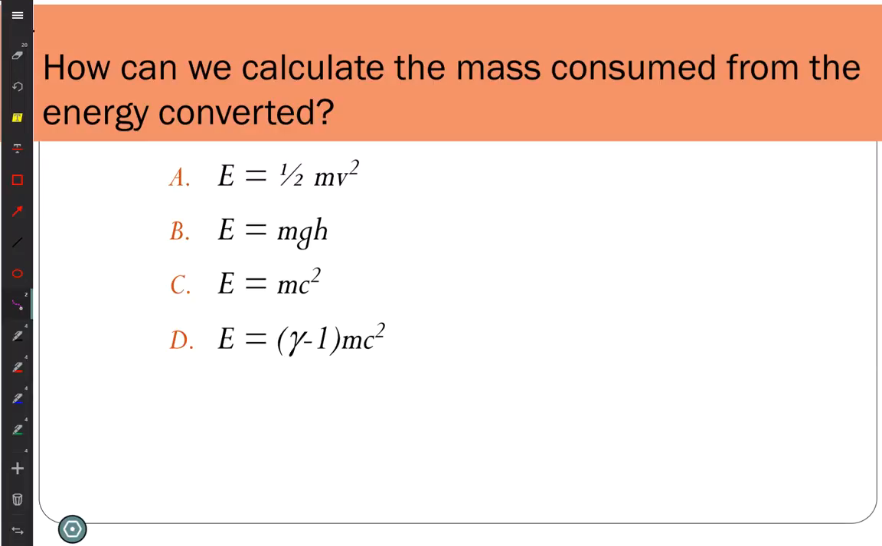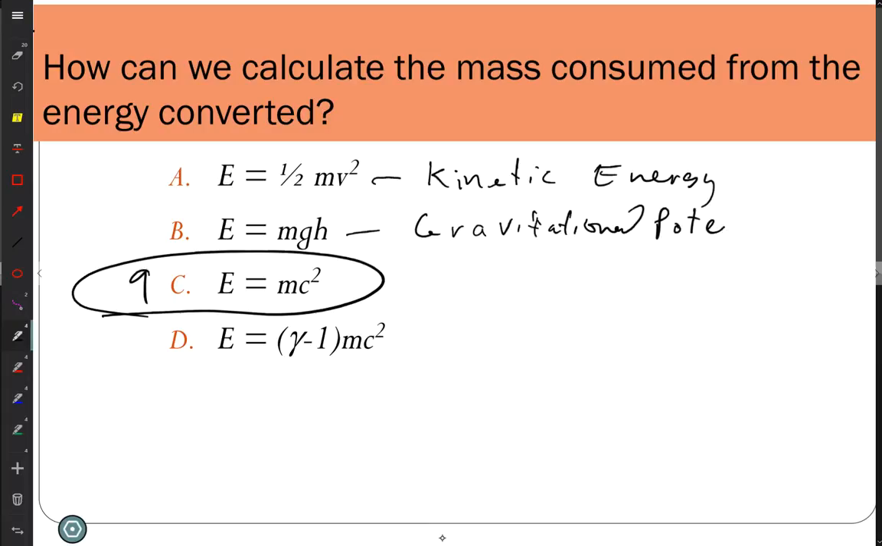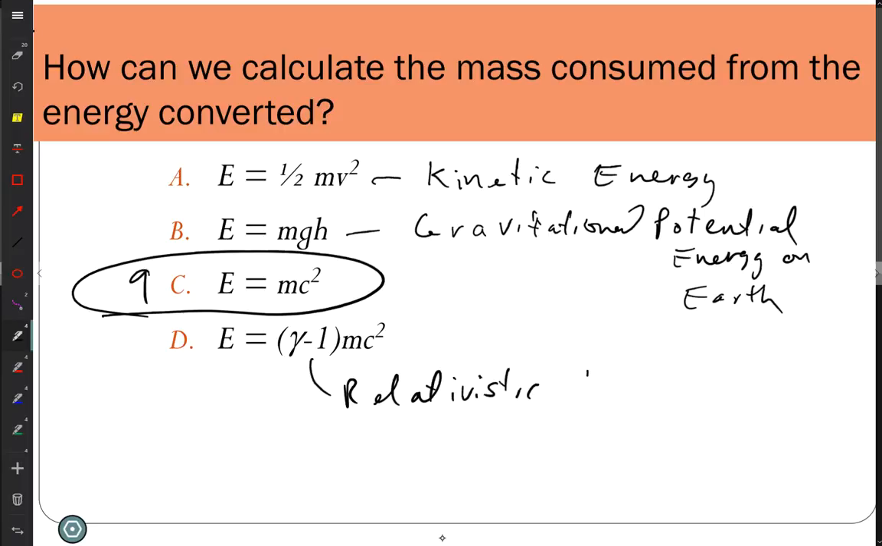Okay, so our answers here were 100% said E equals mc squared, Einstein's famous equation about converting mass into energy. That's good. These equations are all meaningful equations. This equation is the classical equation for kinetic energy. This one here is for gravitational potential on Earth. And this is relativistic kinetic energy. So they're all meaningful equations, but the correct one for converting between mass and energy was E equals mc squared. You getting there, Aldwin?